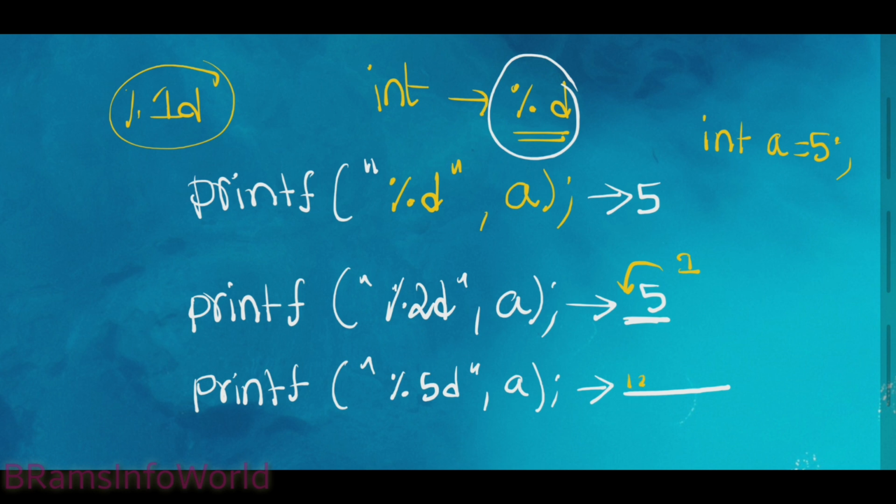So 4 spaces are expected, followed by 5. This line is not available in the output, but for understanding purposes I'm drawing it like that. Total 4 spaces followed by the constant value 5, total 5 blocks: 1 2 3 4 5. In the fifth block 5 will be printed, and the remaining 4 blocks are empty. This is the way we can print the integer value. I hope you know the difference between %d and %2d, %3d or %7d. This is one of the important printf statements in competitive exams.